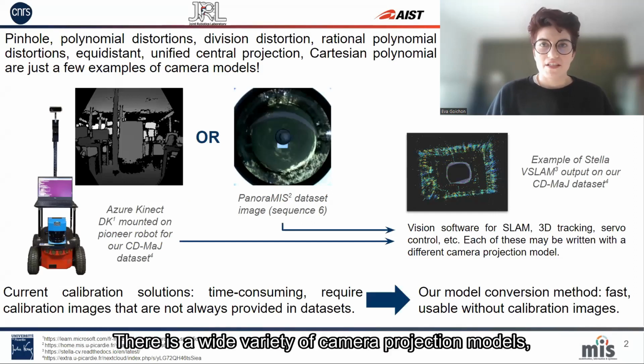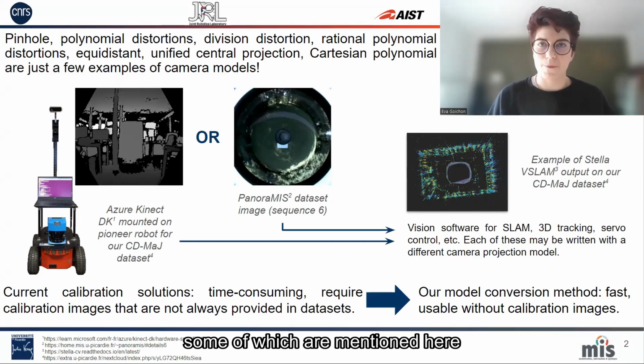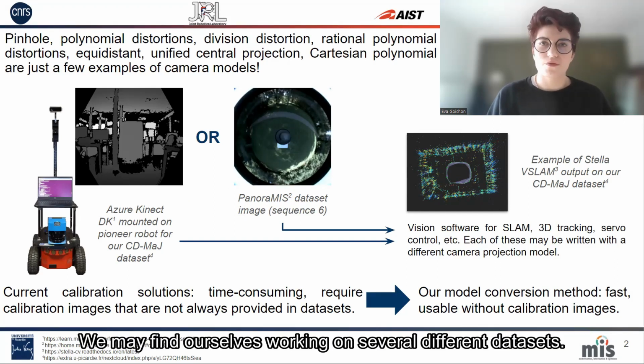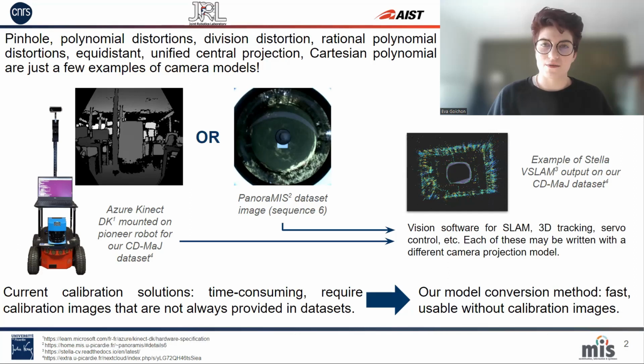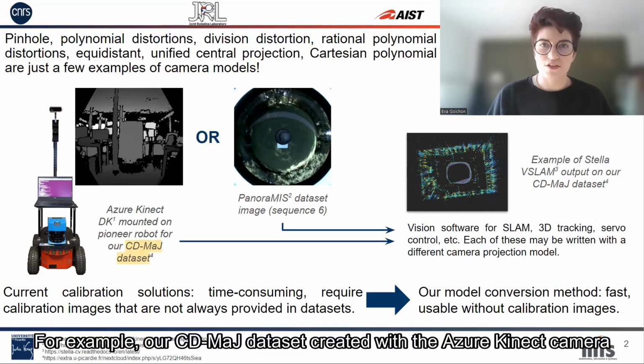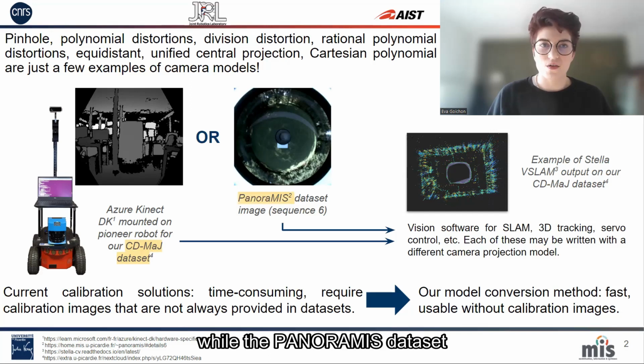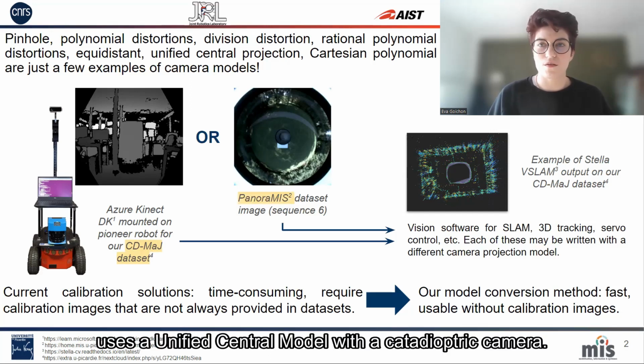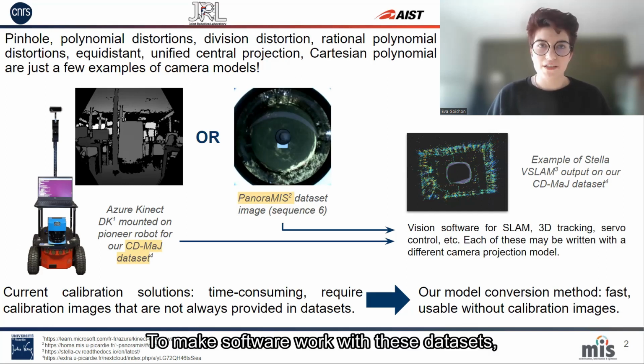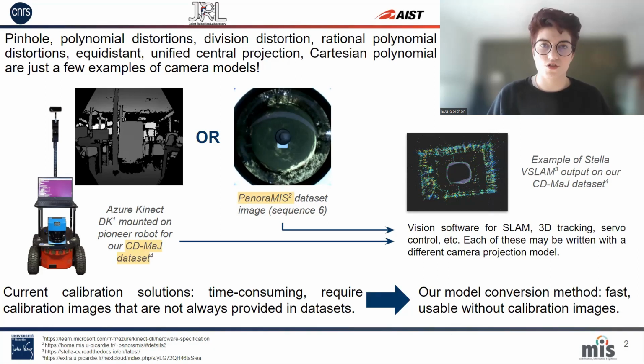There is a wide variety of camera projection models, some of which are mentioned here. We may find ourselves working on several different datasets. For example, our DC image dataset created with the Azure Kinect camera uses the rational polynomial distortion model, while the Panoramis dataset uses a unified central model with a catadioptric camera. To make software work with these datasets, it's necessary for the model to match.